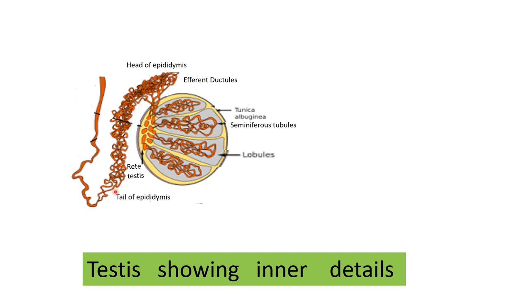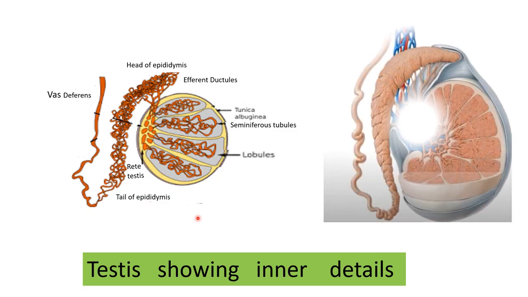We are seeing the details of a single testis. Each testis has an outer covering, the tunica albuginea, and many lobules. Each lobule has several convoluted tubules called seminiferous tubules and a tubular network, the rete testis, and this part is called the efferent ductules, and the epididymis, a single epididymis, with the head of the epididymis and tail of the epididymis, and from here the sperms pass through a tube. This tube is called the vas deferens. This is the inner complete structure of a single testis.